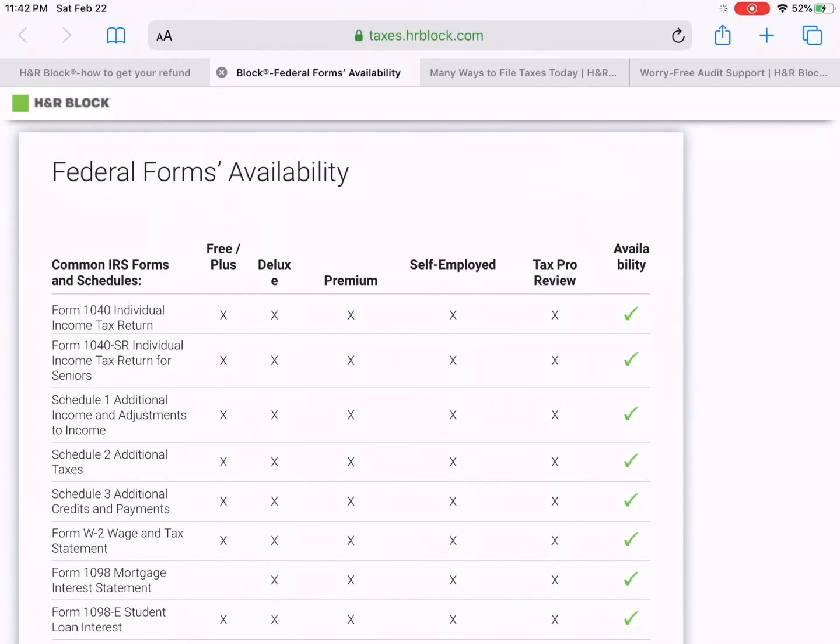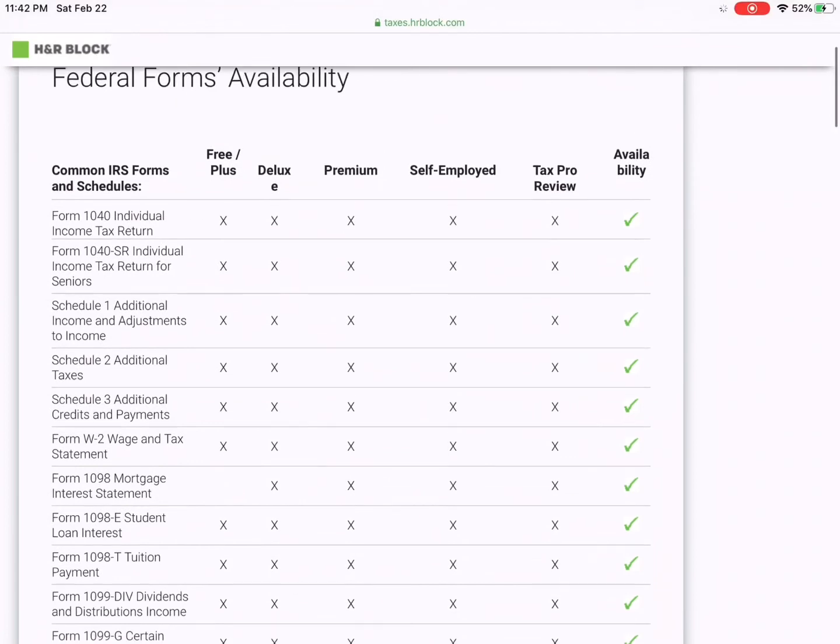And then finally with value, here on this screen, we're looking at what is included in the different types of H&R Block. You can see they have the Free, Deluxe, Premium, Self-Employed, and then Tax Pro Review columns. Essentially what that means is certain forms, such as that first line, Form 1040, individual income tax return, that's just your basic tax return, and it's available for all of them.